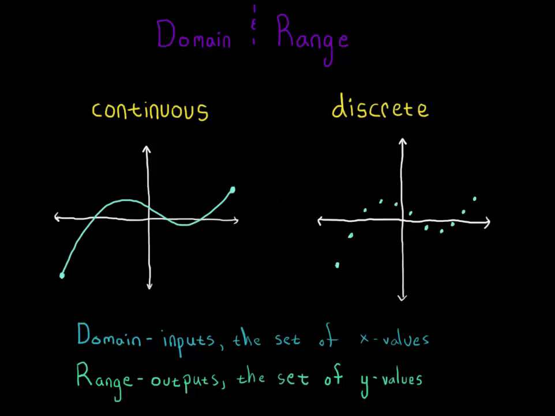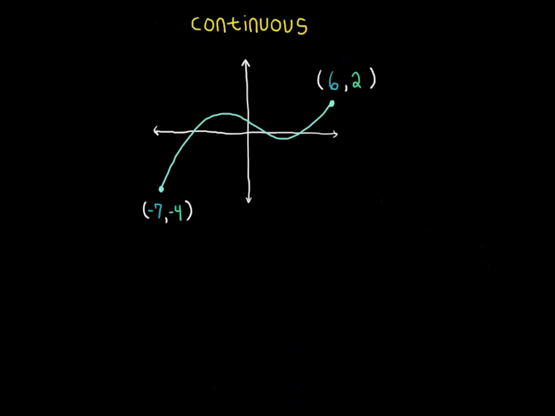Let's look at the domain and range of a couple examples of continuous functions first. Suppose for a moment that this continuous function has endpoints at (-7, -4) and (6, 2). The domain is a set of all the x values between -7 and +6. We represent this domain using inequalities. -7 is less than or equal to x, which is less than or equal to 6.